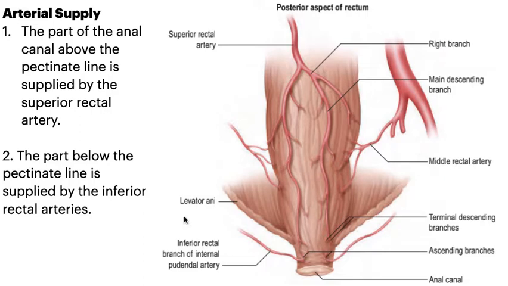Very important, arterial supply of the anal canal. Now, the part of the anal canal above the pectinate line is supplied by the superior rectal artery, and the part below the pectinate line is supplied by the inferior rectal artery. The inferior rectal artery is a branch of the internal pudendal artery, and the superior rectal artery comes from the inferior mesenteric artery.